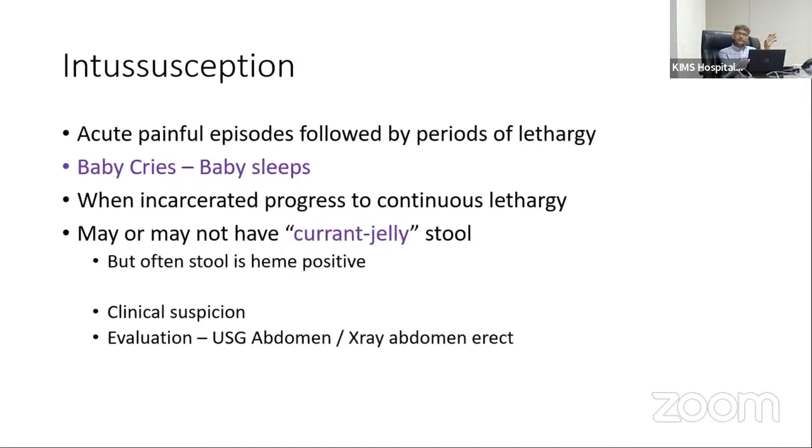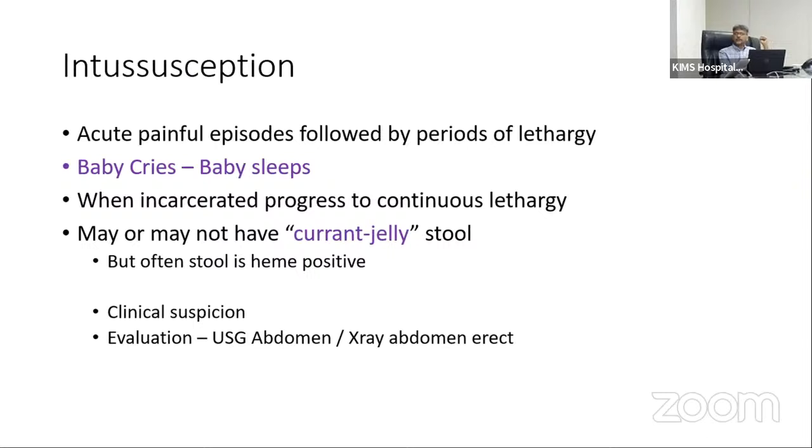Coming to intussusception, there's a typical cycle. My professor used to say, "Bacha rota hai, sota hai." There will be a continuous cycle. The child will be continuously crying whenever the colicky pain increases, and after some time he's so tired that he sleeps off, and then the crampy pains wake the child up and force the child to cry again.